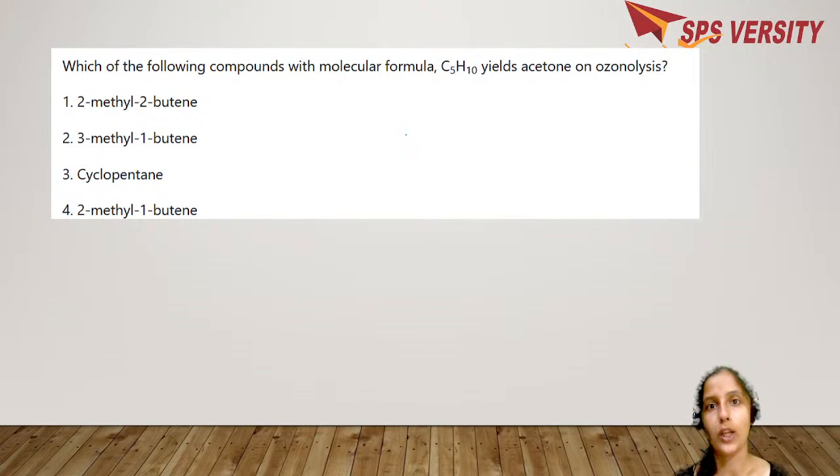Which of the following compounds with the molecular formula C5H10 yields acetone on ozonolysis? So whenever you have the ozonolysis, you should get acetone. How do you get it? If you're looking at the video, you can always put the answer in the comment section. Definitely not cyclopentane. Okay. Then you start with 3-methyl-1-butene. I'll start with the first compound, 2-methyl-2-butene.